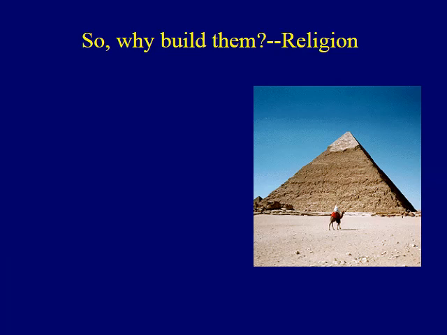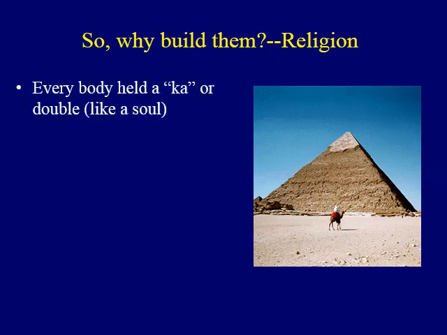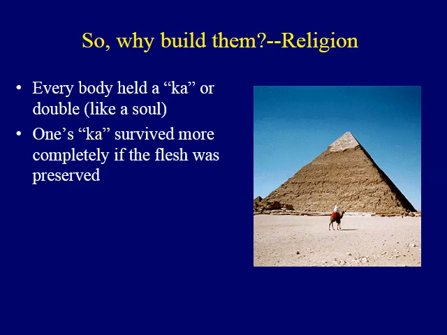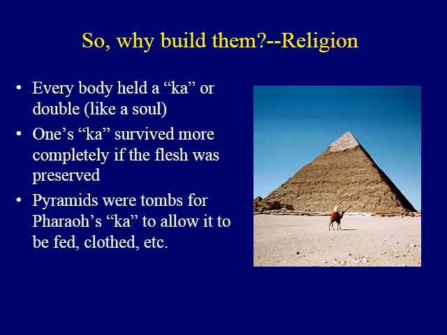Well, the Egyptians believed that every individual's body had a ka, kind of like a soul or a double, and that ka did not die when their body died. One's ka was better able to survive as long as their flesh was preserved. The Egyptians built these pyramids as tombs or resting places for not only the body, but the ka of an individual, so that their ka could be fed, clothed, entertained, etc.